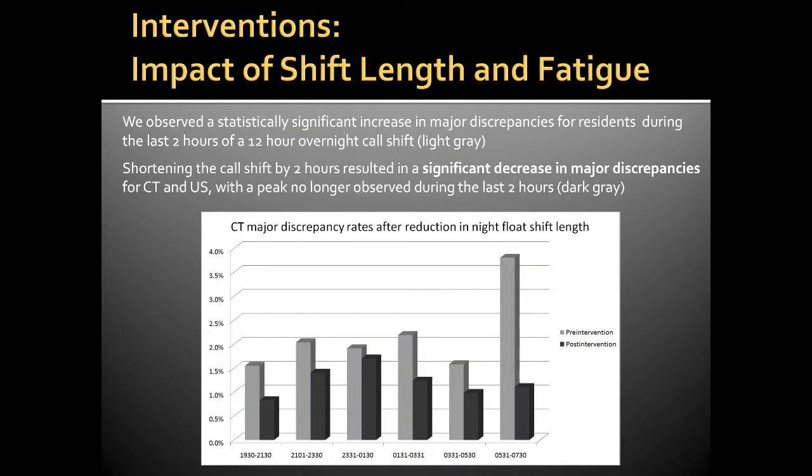Now I'm going to spend a little bit of time talking about interventions that are effective at reducing error. When I was a resident at Penn, we did a study looking at major discrepancy rates. We observed a statistically significant increase in major discrepancies for residents during the last 2 hours of a 12-hour overnight call shift. That's shown in the bars in light gray. We shortened the call shift by 2 hours, and this resulted in a significant decrease in major discrepancies for CT and ultrasound, with a peak no longer observed during the last 2 hours. The overall improvement in major discrepancies was 30 to 40%. This is an effective intervention to reduce errors.